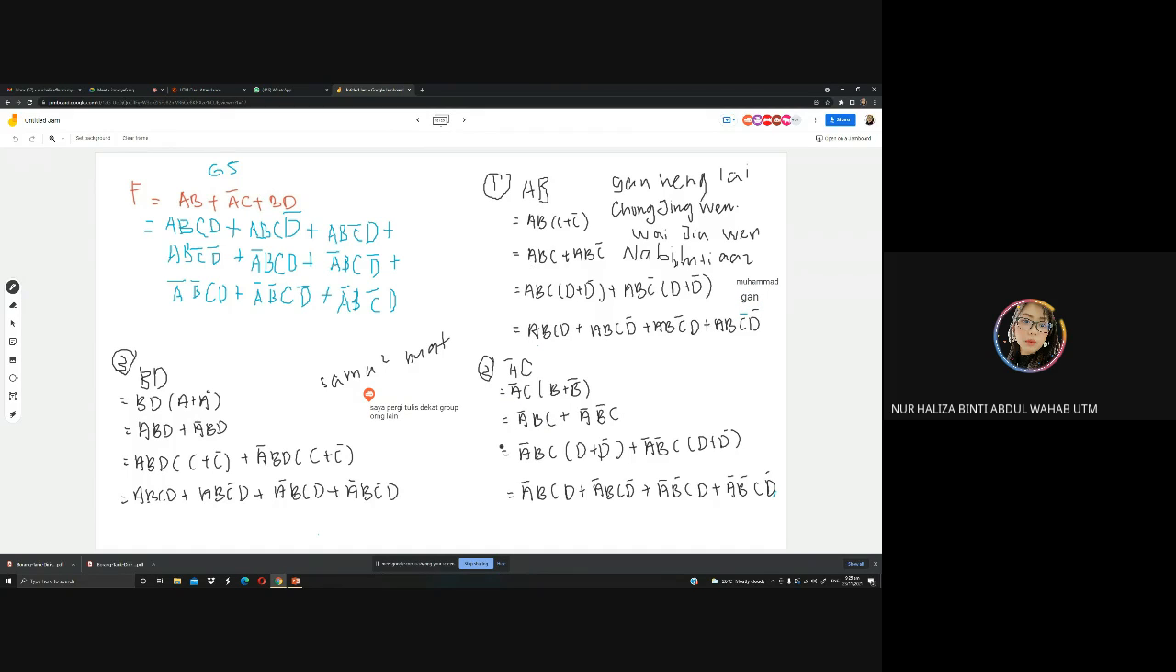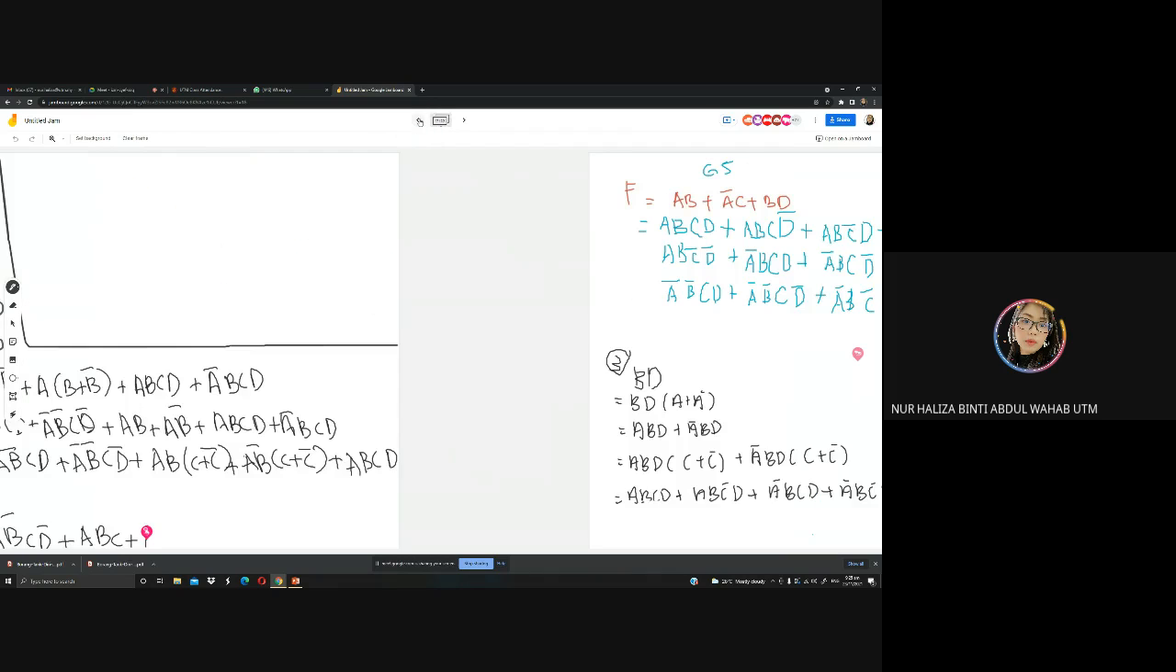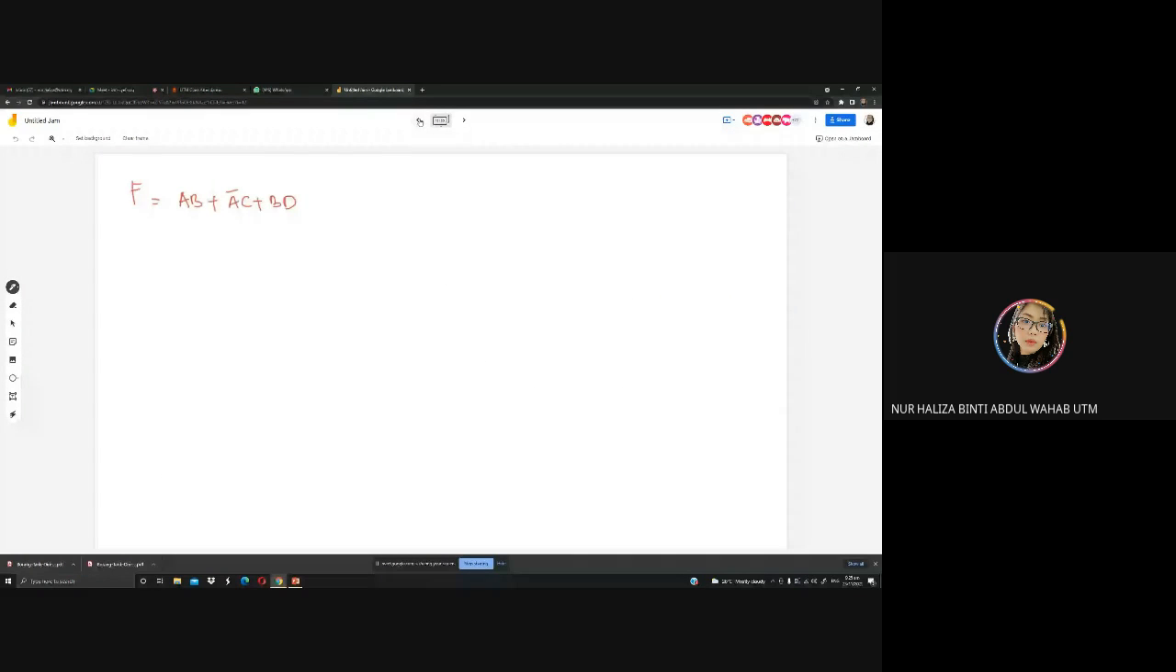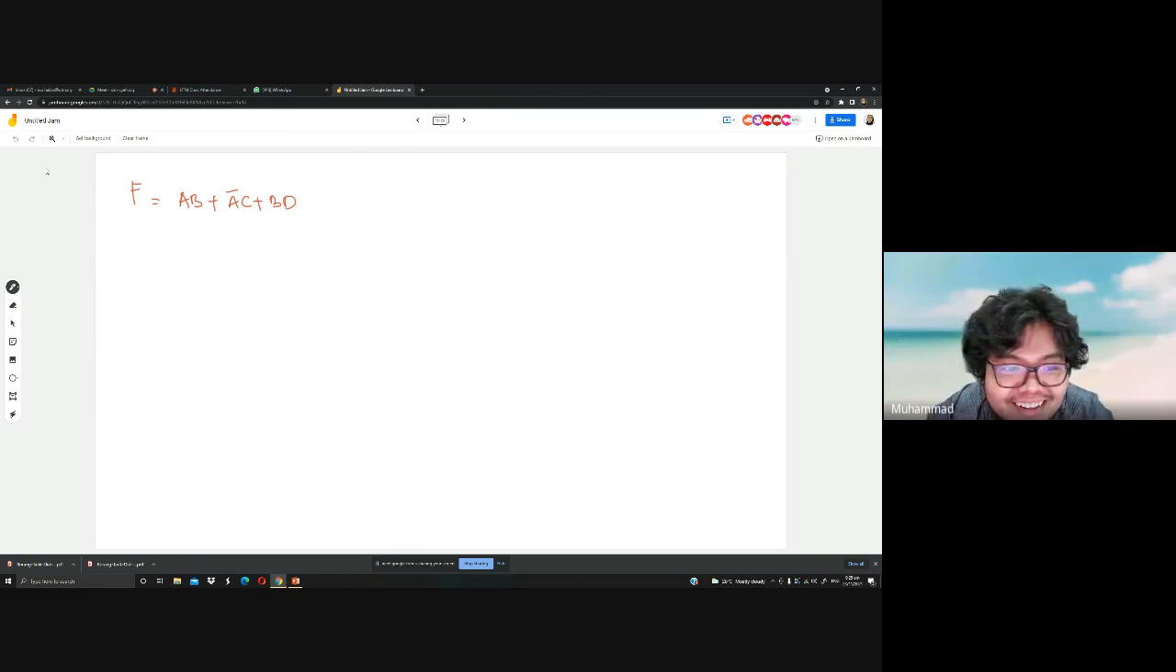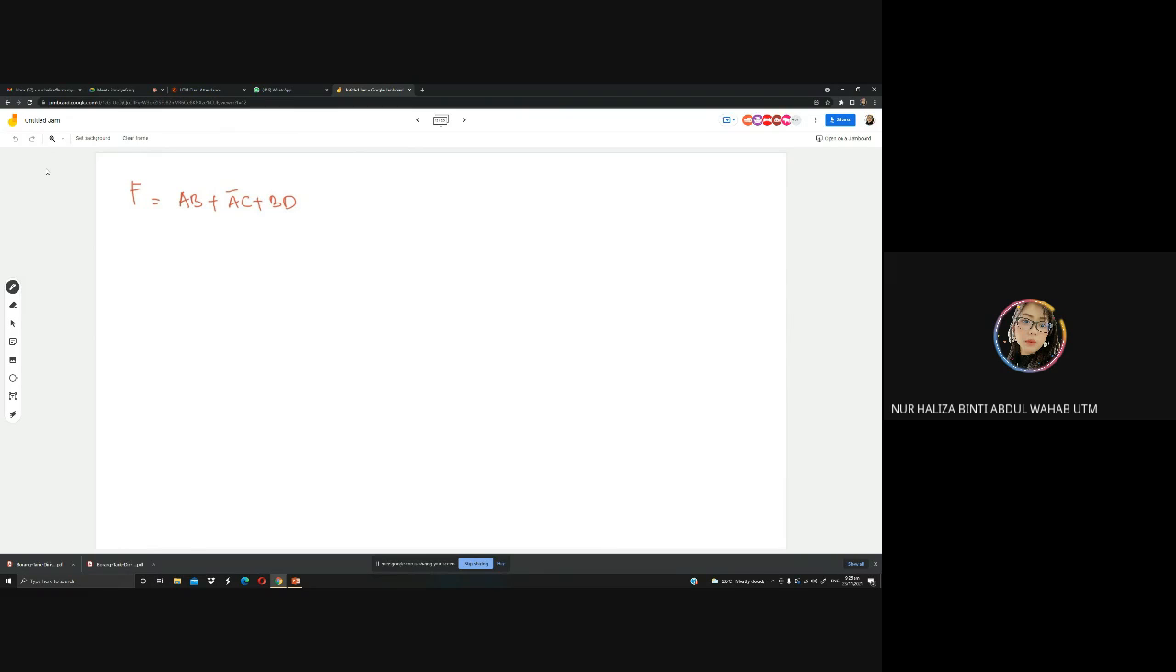Apa ni? Tak faham. Okay, saya akan pick Muhammad. You kena represent you punya team member. You explain dekat kami di sini. Page number 13. Okay, sekarang you explain. Semua, semualah. Jangan bagi jawapan salah, saya tak tengok lagi jawapan.